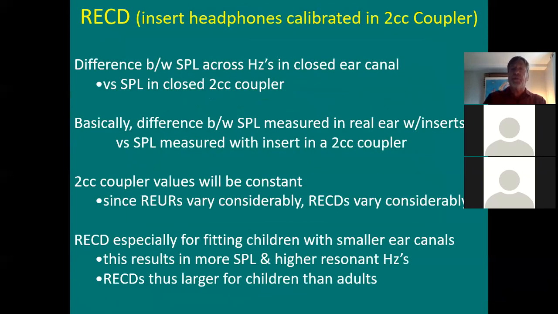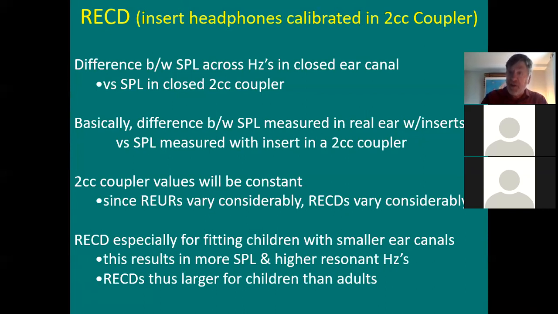And as we move on, real ear to coupler difference. This is a lot of verbiage, so I wouldn't worry too much about it, but basically it's the difference between SPL measured in a real ear with insert headphones as opposed to dB SPL with an insert headphone in a 2cc coupler. Remember, insert headphones are calibrated on a 2cc coupler, and our hearing aids are measured on a 2cc coupler. So RECD is basically the difference between what an insert headphone or hearing aid is doing in a 2cc coupler, as opposed to what it delivers in your ear canal when it's stuck in there, because that space is smaller than 2cc's.